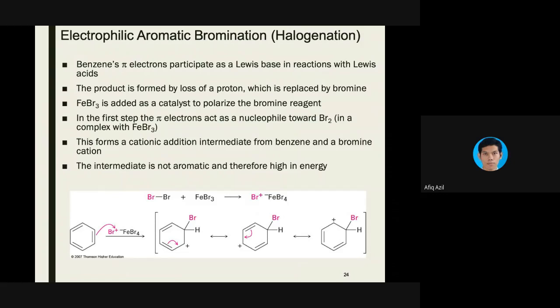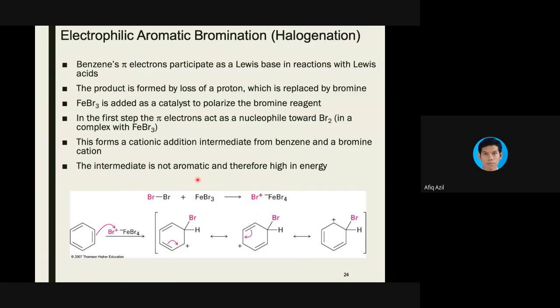Or the example that I use is bromination. Okay, so basically the general mechanism is the same, except for the preparation of the electrophile itself.